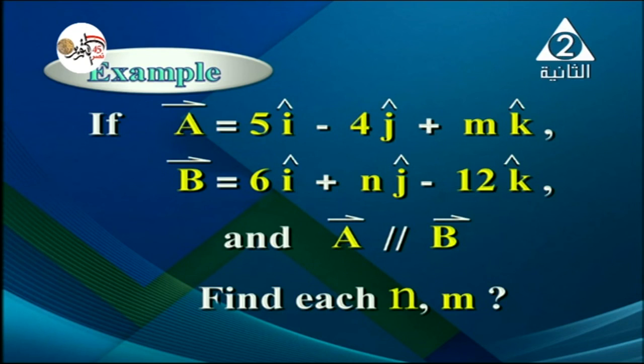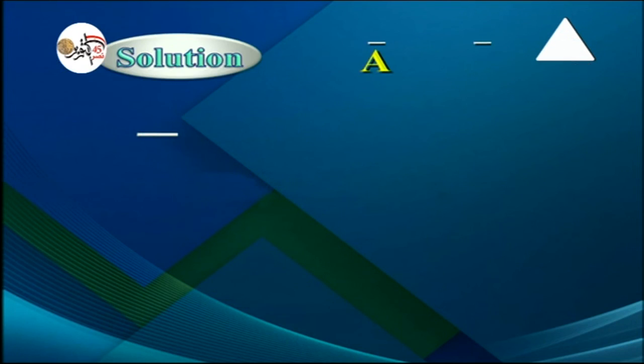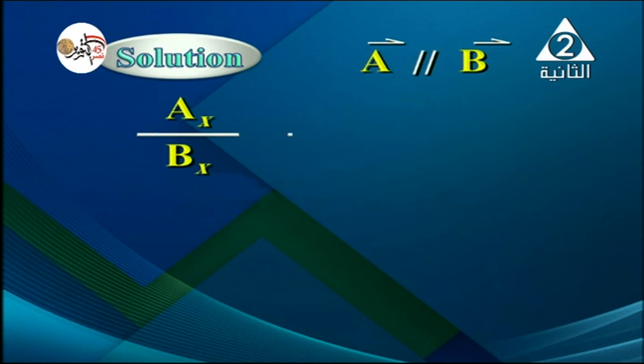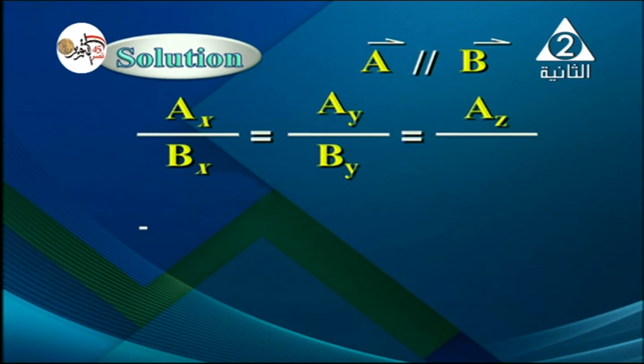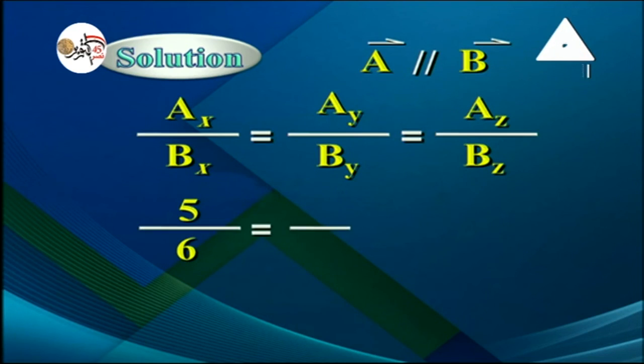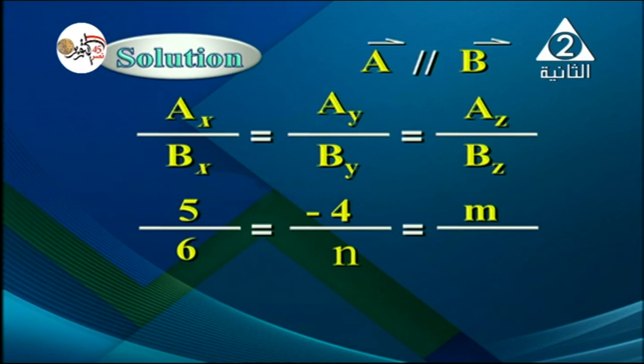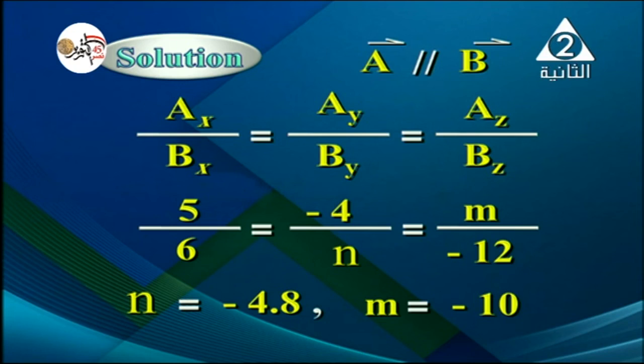My dear student, look at the solution. A vector parallel to B vector means AX over BX equals AY over BY equals what? Excellent, student, AZ over BZ. By using substitution, 5 over 6 equals negative 4 over n equals m over negative 12. By using cross multiplication, n equals negative 4.8, m equals negative 10.